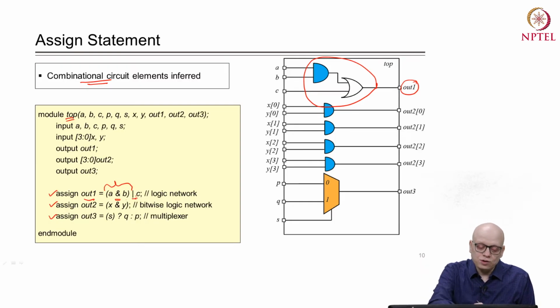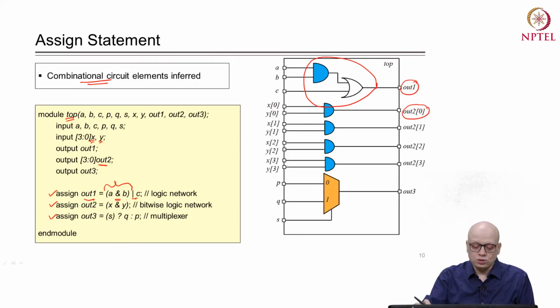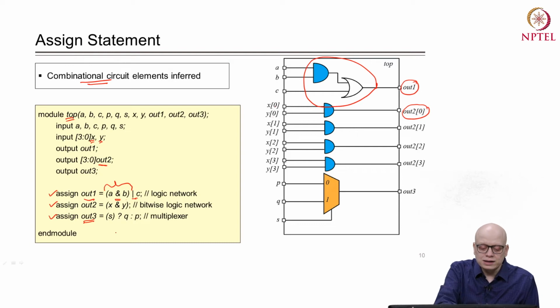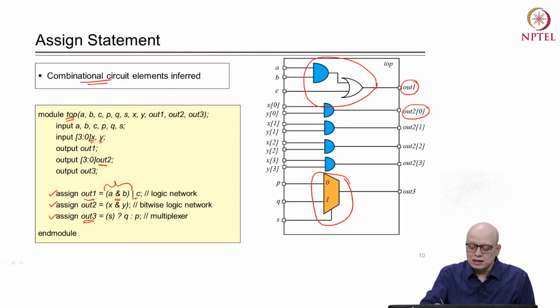Similarly, out2 is of size 4, a bus of size 4, and x and y are also of size 4. So when we assign out2 equal to x and y, 4 AND gates will be instantiated. x0 and y0 will be ANDed, and out2[0] will be driven by that, and so on. For the third one, out3, we have a ternary operator. When S is true, out3 takes the value Q, otherwise it takes the value P. This is a description corresponding to a multiplexer. The tool will instantiate a multiplexer in which S appears as the condition, so S will be on the select line and P and Q will be on the data lines.